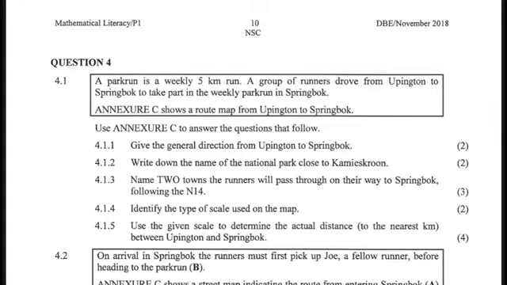Okay guys, so let's move to question 4.1.5, which is the last question of 4.1. And the question says, use the given scale to determine the actual distance to the nearest kilometer between Upington and Springbok. Okay, so I'm just quickly going to show you how I would answer this question.